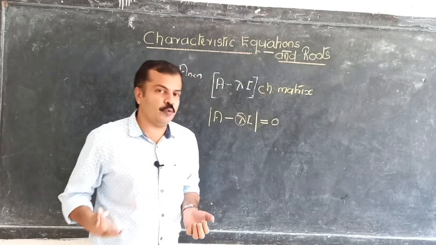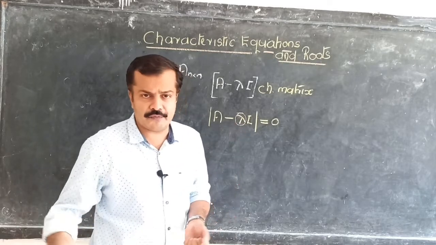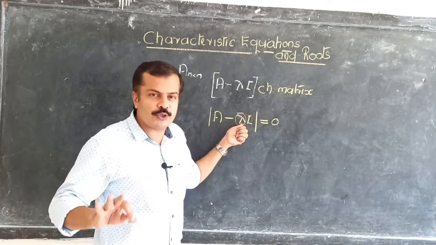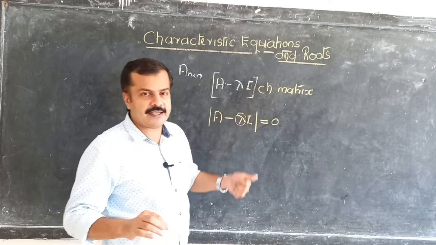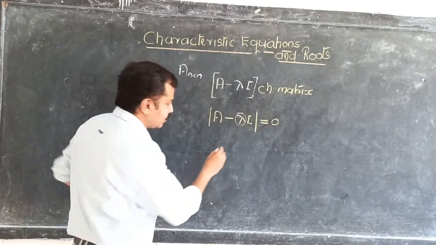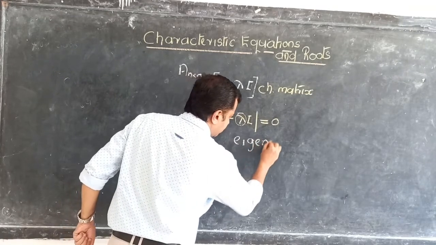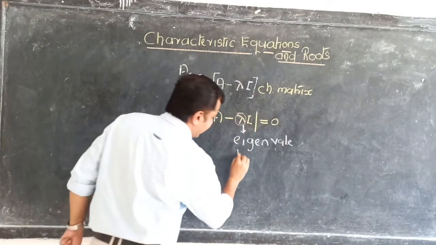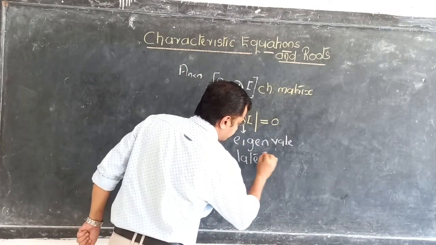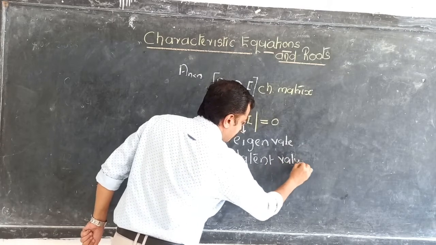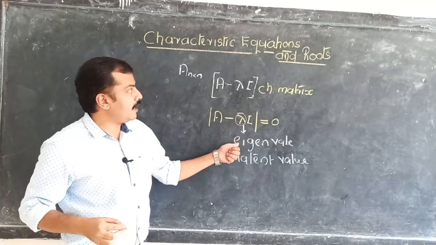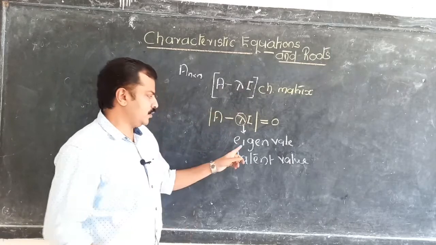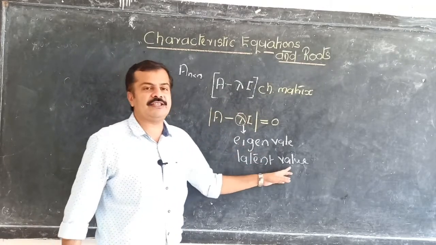Whether we have a 2 by 2 matrix or a 3 by 3 matrix, we are going to get the roots in a similar way. So the value of lambda, or more precisely the roots of lambda, is known as characteristic roots, and it also has other names. It is also known as the eigenvalue, or the latent value as well.